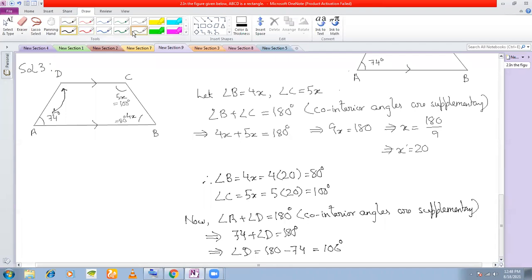So we have found all the angles. This angle is 106. So we have found all the angles that were required here, right? Any question?